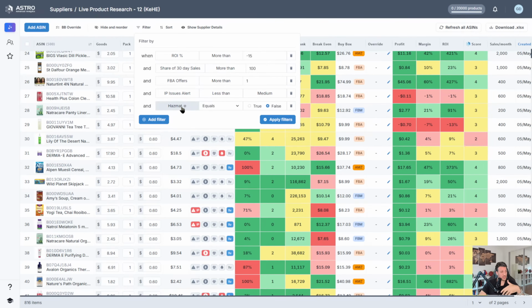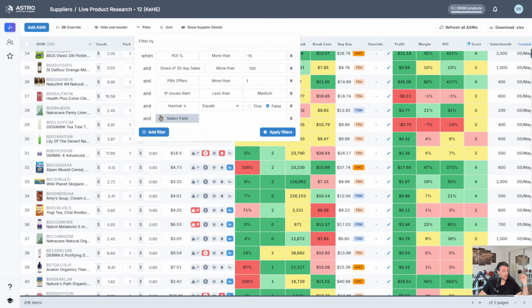So if you do want to consider hazmat, make sure the ROI is really high, more than 70-80% ROI, and the actual dollar amount of profit is at least $5. If you're making $20 profit from a hazmat product, yeah, fair enough, go for it. So yeah, no hazmat for me.